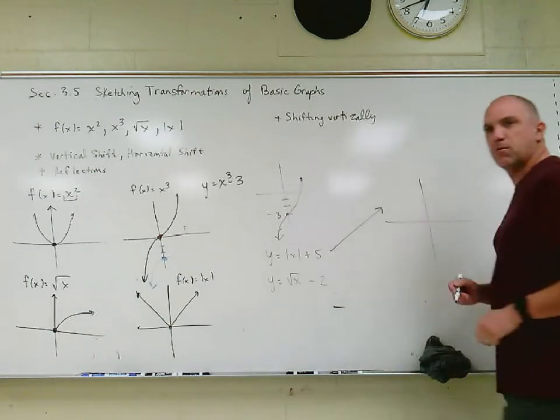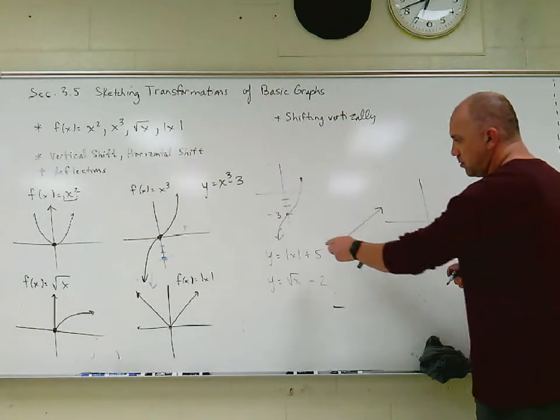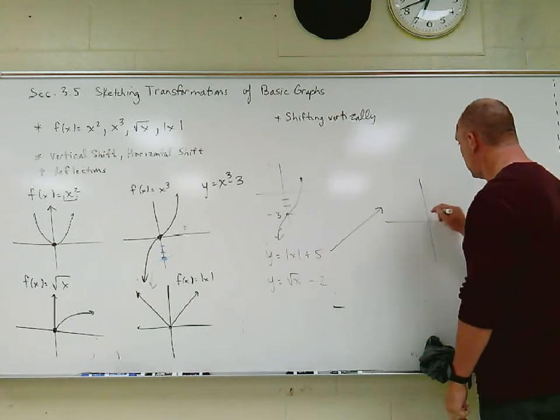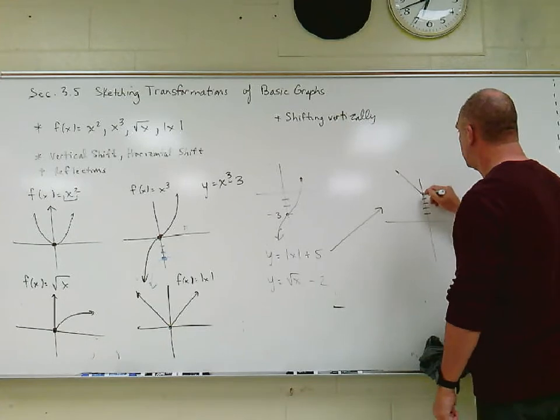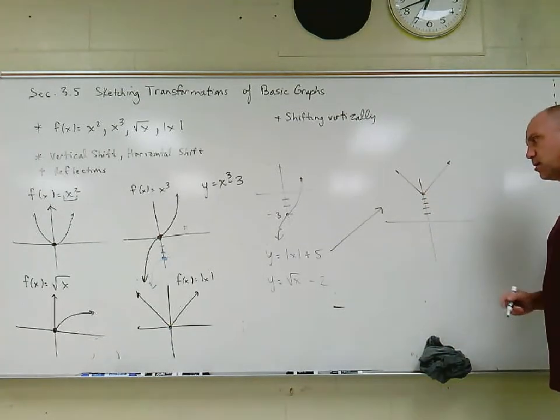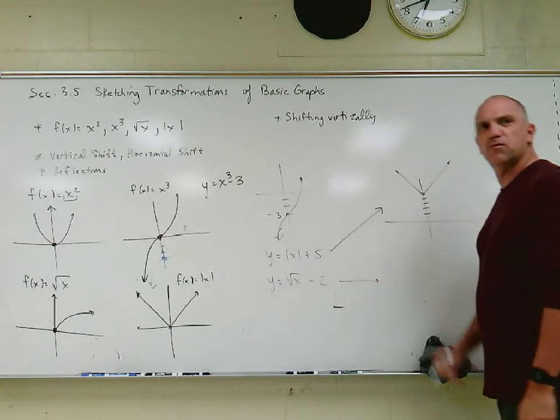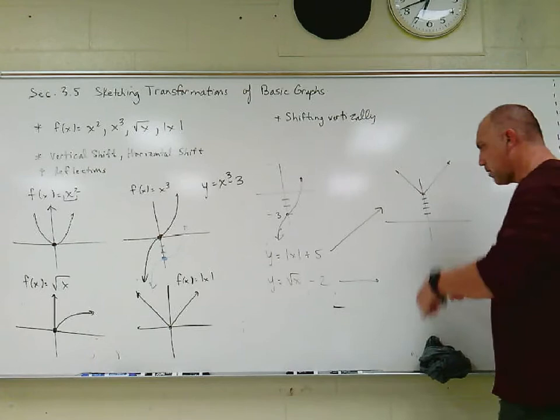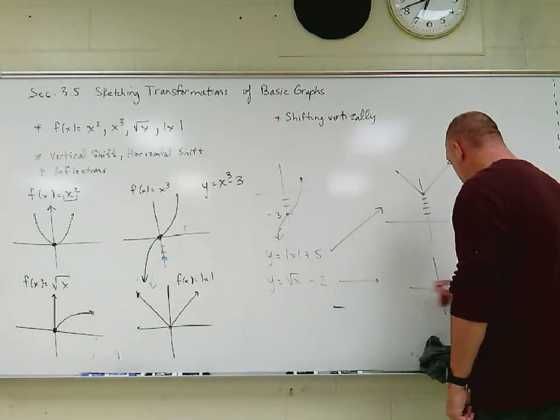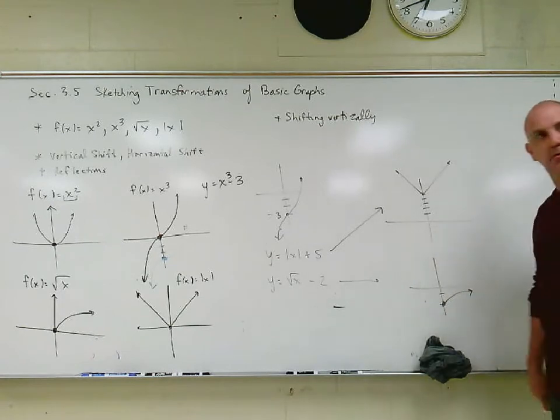So what's the basic graph of absolute value of x? What does it look like? A V. And if we do plus 5 on the end, it's going to move where? Up 5. It's like that, and I redraw it. Okay. All right, and then there's that picture. Then what does square root of x look like? Half of a parabola. Top half of a parabola. And if we do minus 2, it's going to move where? Down 2. So I'm only moving that origin point, and then I'm just redrawing.